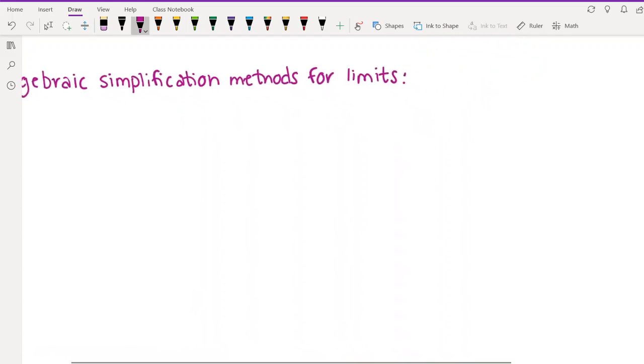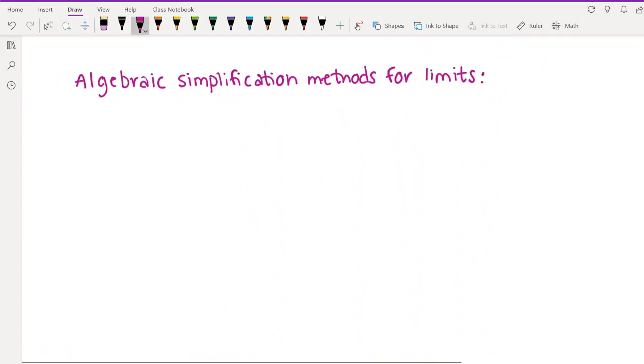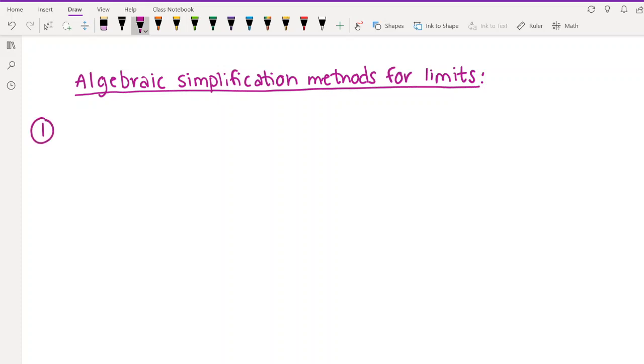So the first one is what we just did, right? What I'm going to describe that as is factoring and canceling. So factor and cancel. Let's do one more example of that, and then we'll see one other type of method we can use.